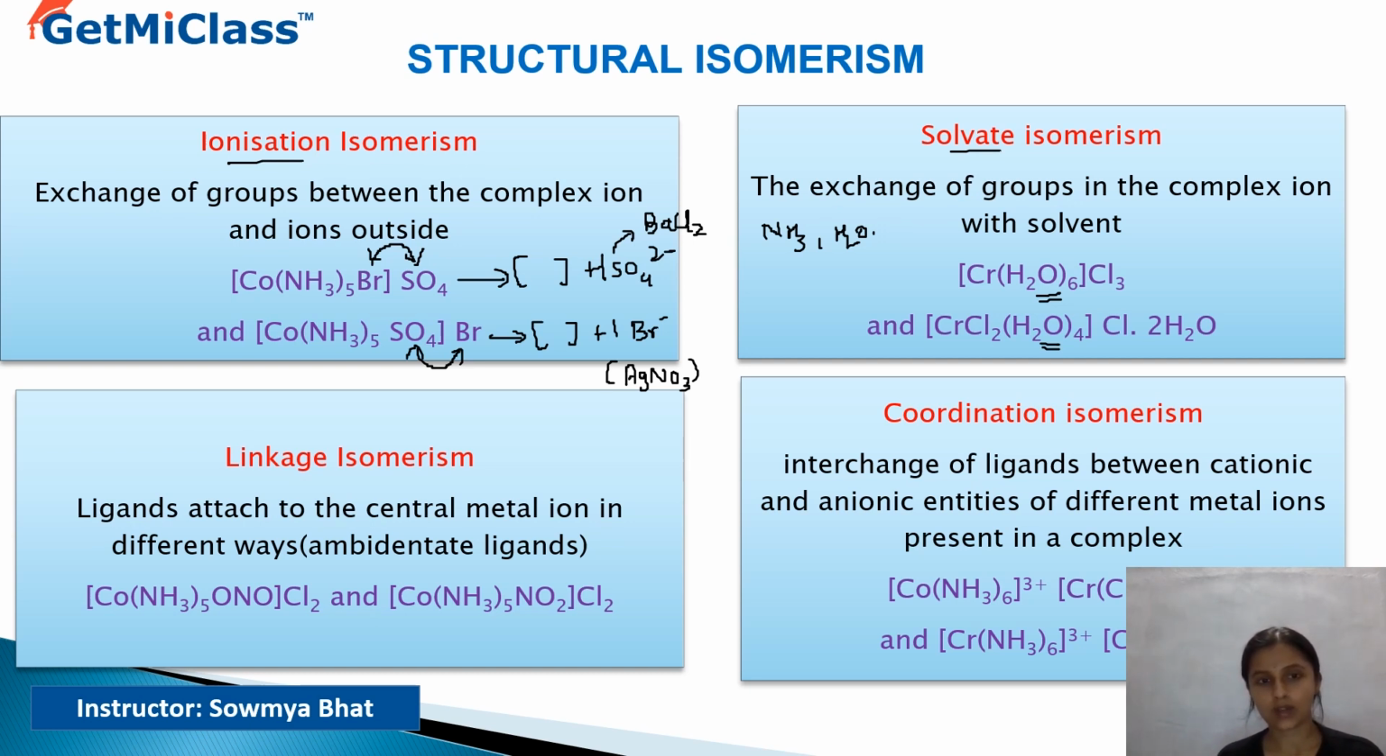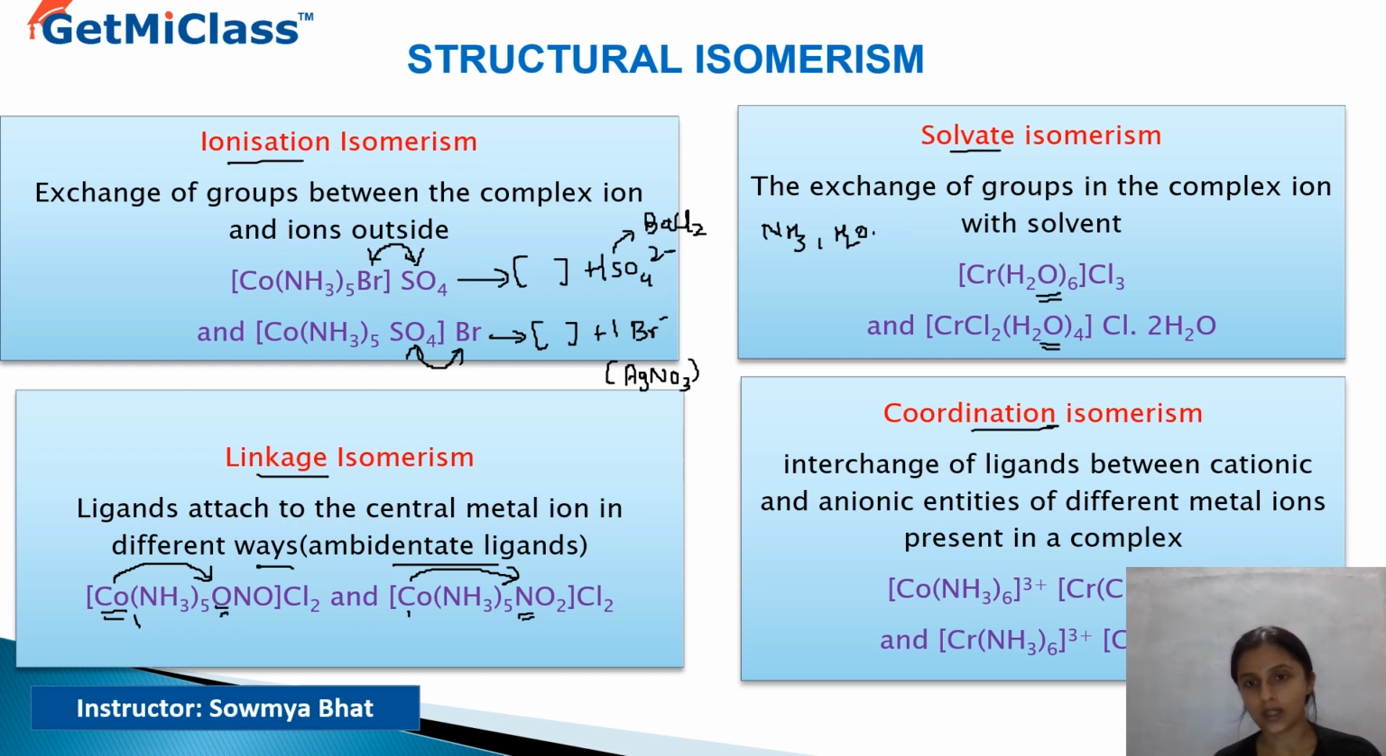And the next thing which we have is linkage isomerism. Here the ligands attach to the central metal atom in different ways. This is observed in complexes which have an ambidentate ligand. So here cobalt is attached to the oxygen which is present in the nitrite group, you can see that. And here the cobalt is attached to the nitrogen of the nitrite group. So this is named pentaammine nitrito-O cobalt, whereas this is named pentaammine nitrito-N cobalt. So the linkage is through different atoms here.